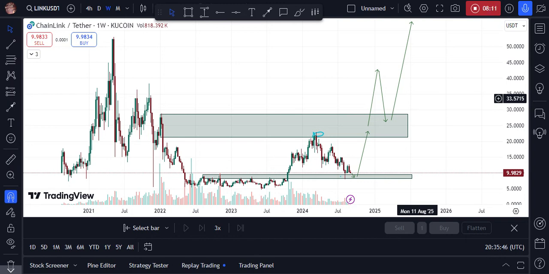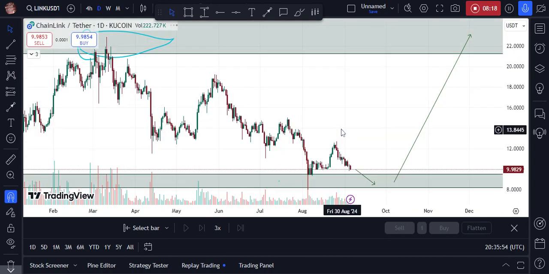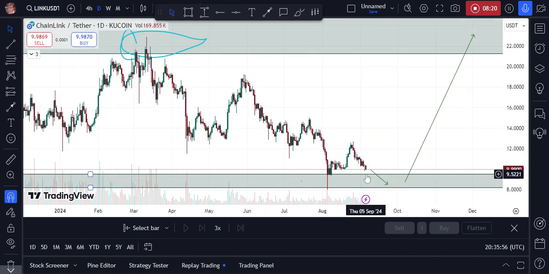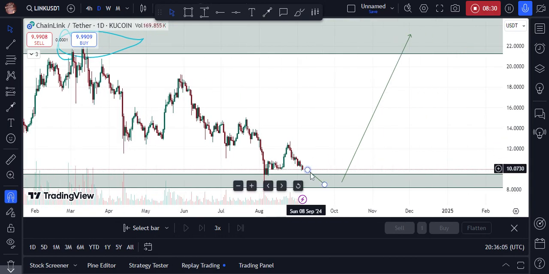So now what then is a perfect entry for Link USDT? Now watch this. The perfect entry for Link USDT is actually the current price, which is $9.99. Or you can wait for price to enter the zone. But then what is the difference between 8.8 and 9.9? Do you get? So please, if you're interested in Link, please enter at the current price.